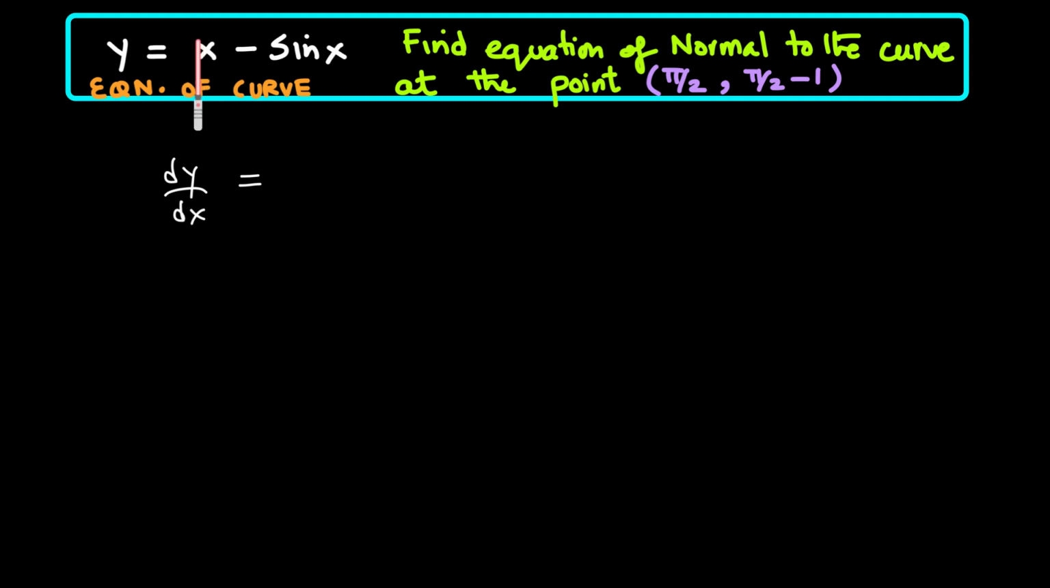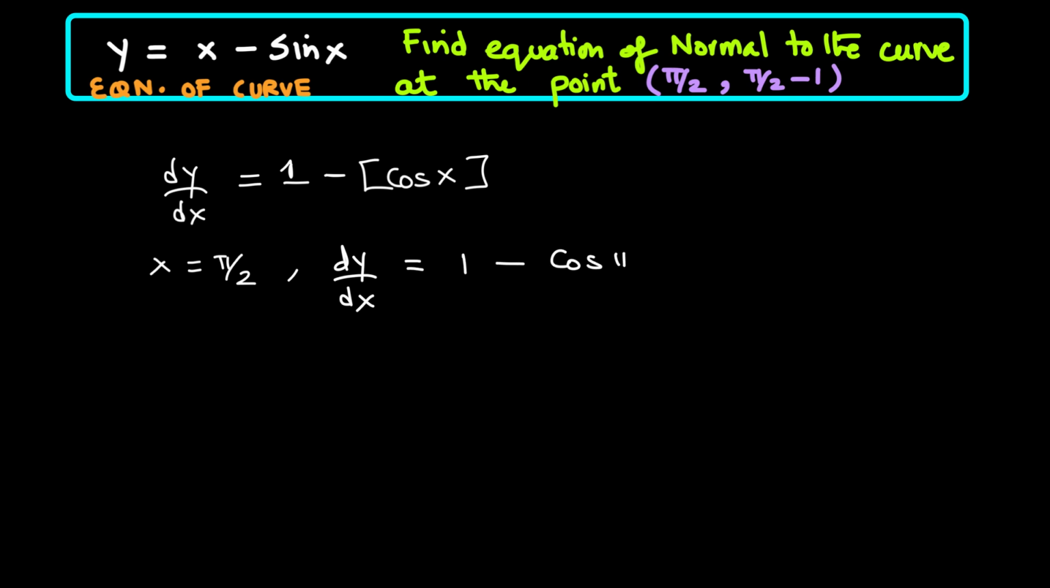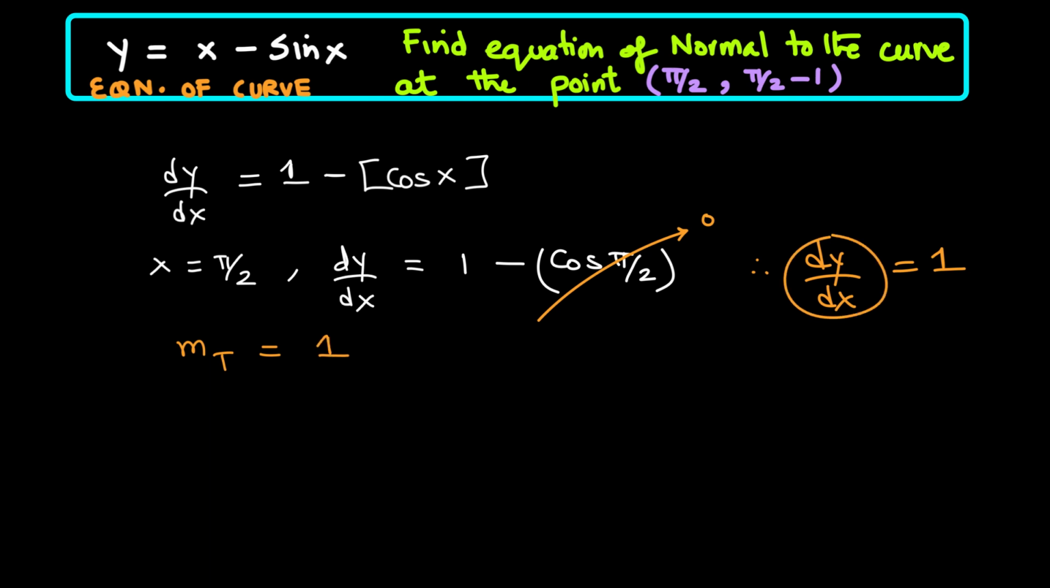When we differentiate x, we get 1. Minus sign is in between. When we differentiate sine x, we get cosine of x. When x is pi by 2, dy by dx is equal to 1 minus cosine of pi by 2. We know that cosine of pi by 2 is 0. So therefore dy by dx equals 1. dy by dx is gradient of tangent, that is 1. Therefore gradient of normal would be negative reciprocal of gradient of tangent, which is minus 1 over 1, which comes out to be negative 1.